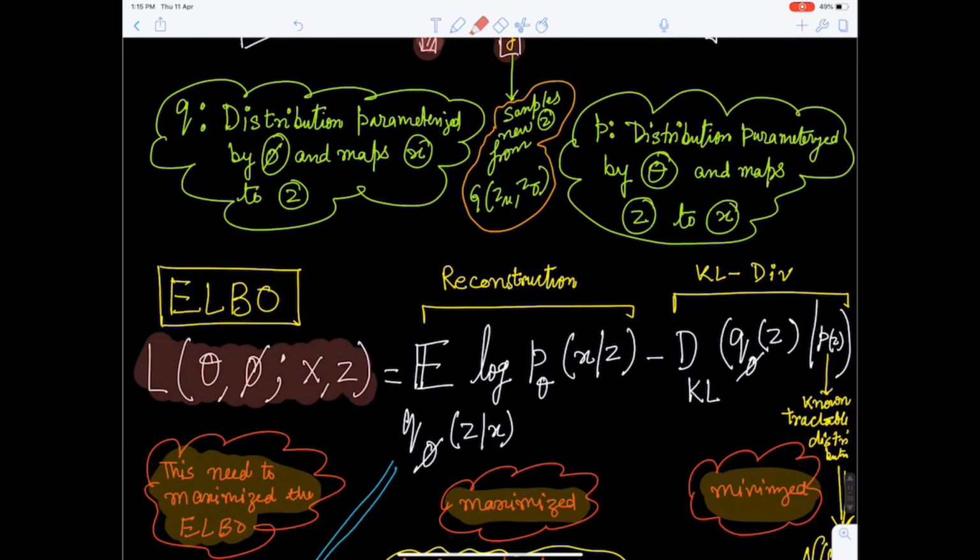ELBO is going to be parameterized over theta comma phi. These are two sets of parameters, first for the decoder network and the encoder network. The corresponding inputs are going to be x for the encoder, x for the decoder, and z for the decoder.